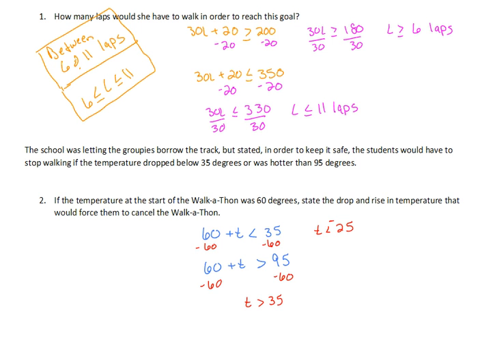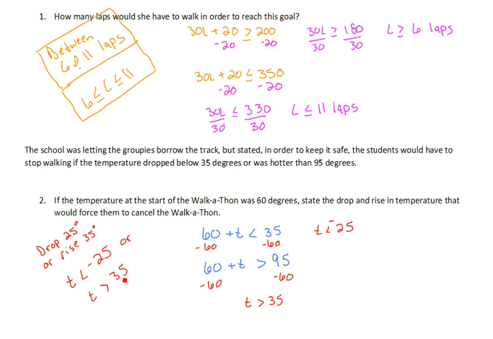It would have to drop 25 degrees or rise 35 degrees. So notice here we said or, which means that our T has to be less than negative 25 because that's a drop, or our temperature has to rise 35.